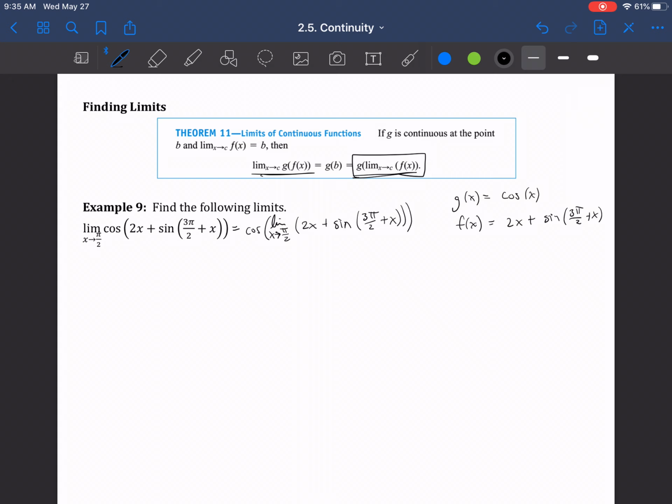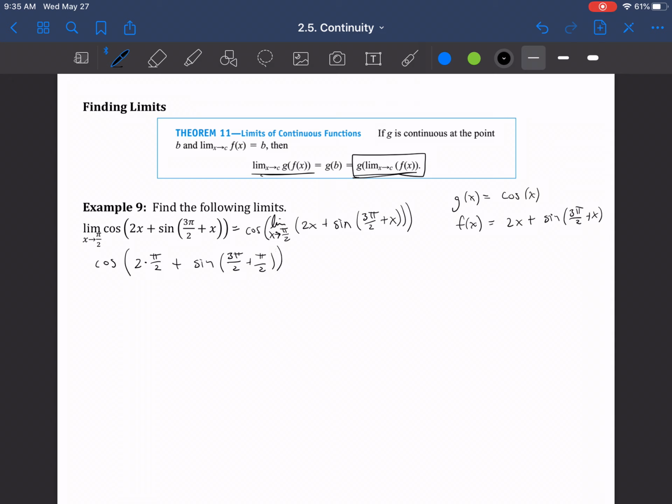So something like that. Okay, we can make it into that. And so we can take the limit of what's on the inside, so this becomes the cosine of, and here we can just go ahead and plug in the pi over 2 everywhere, and we'll get 2 times pi over 2, because it's not going to give us anything that breaks our function, so then we can do plus the sine of 3 pi over 2 plus pi over 2.